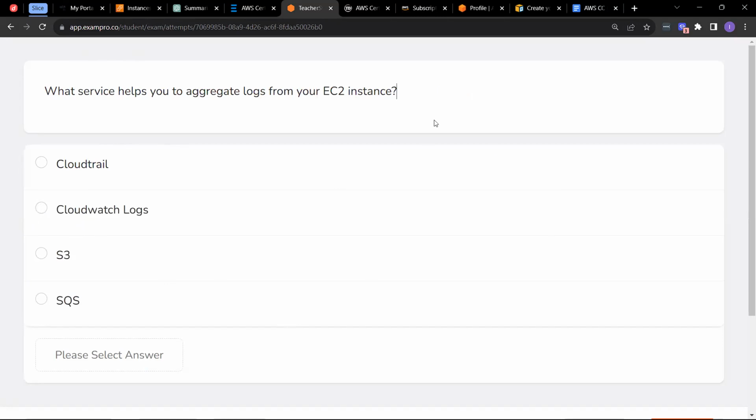So what service helps you aggregate logs from your EC2 instance? Let's look at this well. The keyword here is aggregate. CloudTrail.